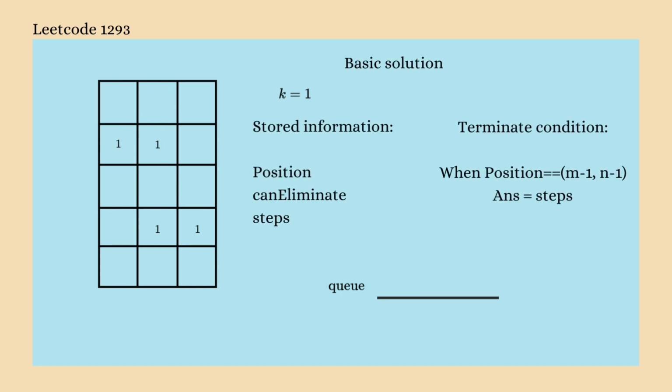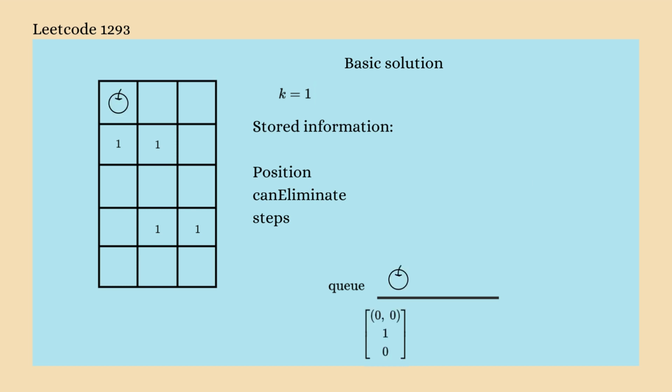Here we will present 3 kinds of solutions, from basic solution, slightly better solution, to the best solution. For the basic solution, the stored information in each apple in the queue will be position, can eliminate, and steps. Here, position records the i, j position of the apple. Can eliminate starts from the given k and decreases by 1 whenever the apple passes through an obstacle. The steps variable records the total number of steps starting from the very beginning.